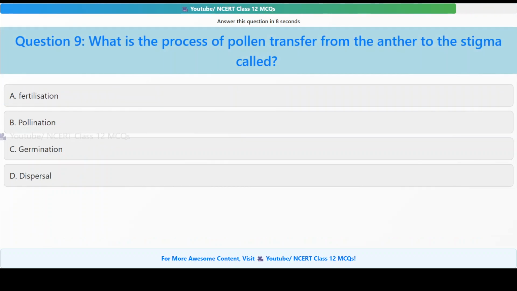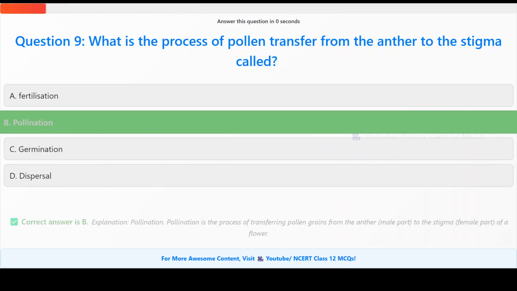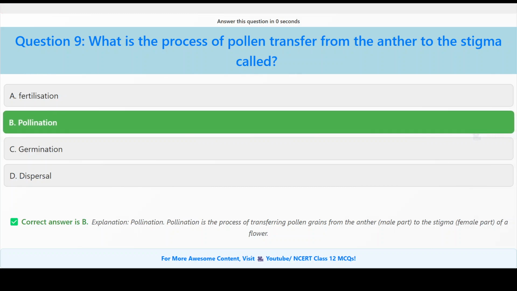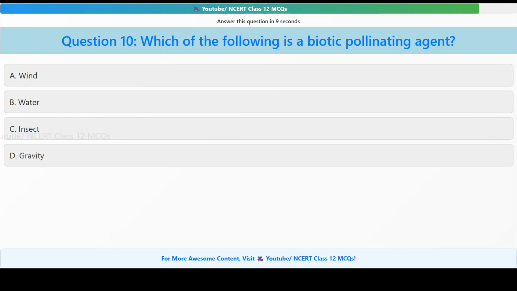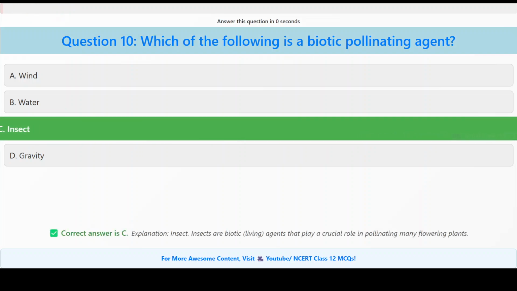Question 9. What is the process of pollen transfer from the anther to the stigma called? Pollination. Pollination is the process of transferring pollen grains from the anther (male part) to the stigma (female part) of a flower. Question 10. Which of the following is a biotic pollinating agent? Insect. Insects are biotic, living agents that play a crucial role in pollinating many flowering plants.